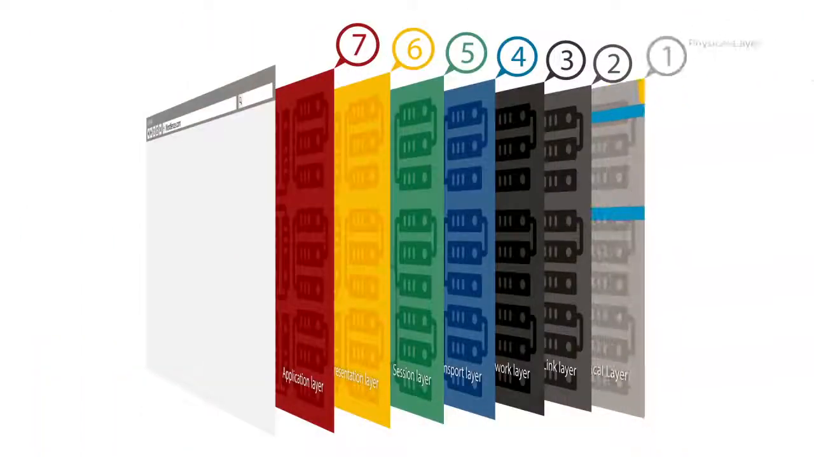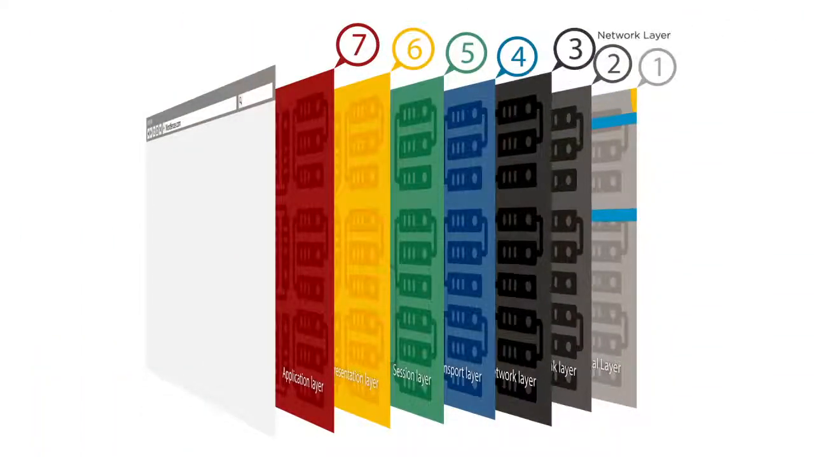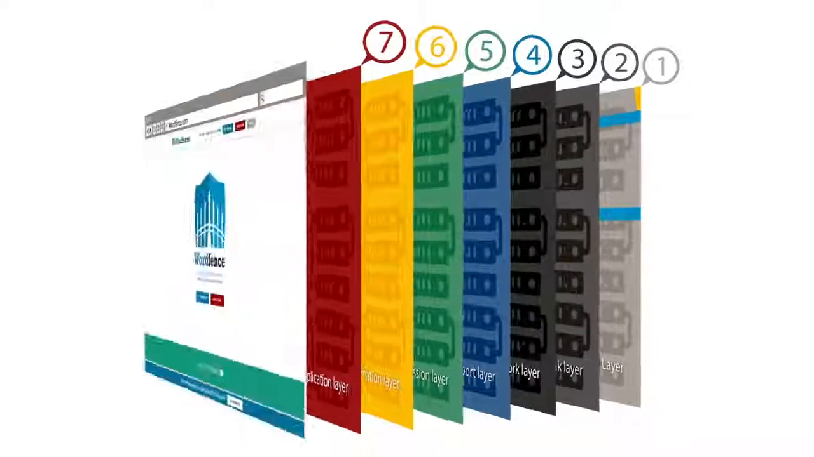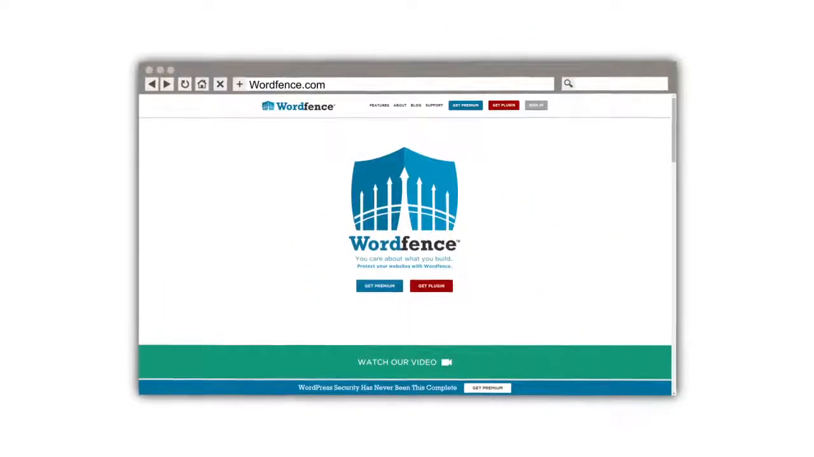Once the packet reaches the destination server, the whole process reverses and the packet travels back up the layers of the OSI model. This process happens constantly as your computer communicates with other remote servers on the internet.